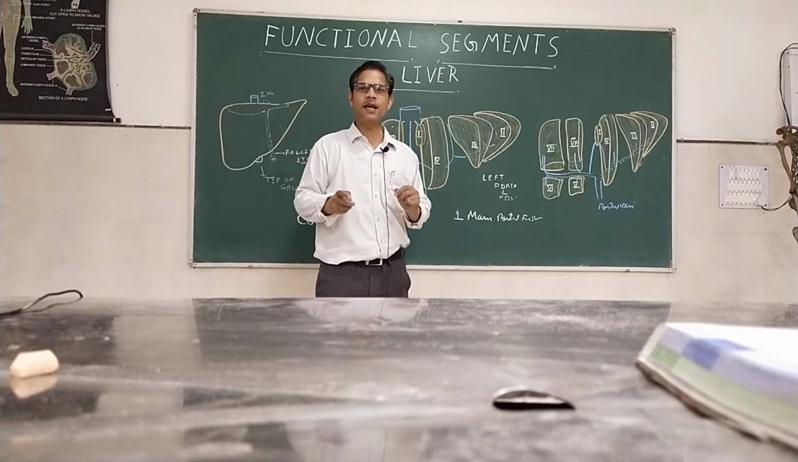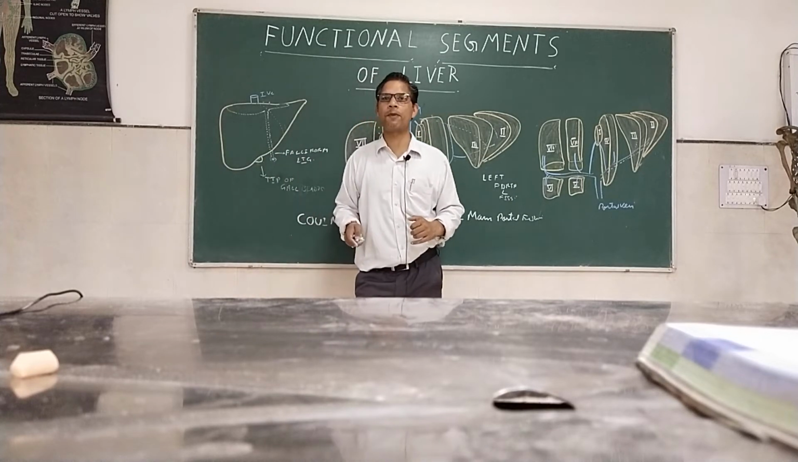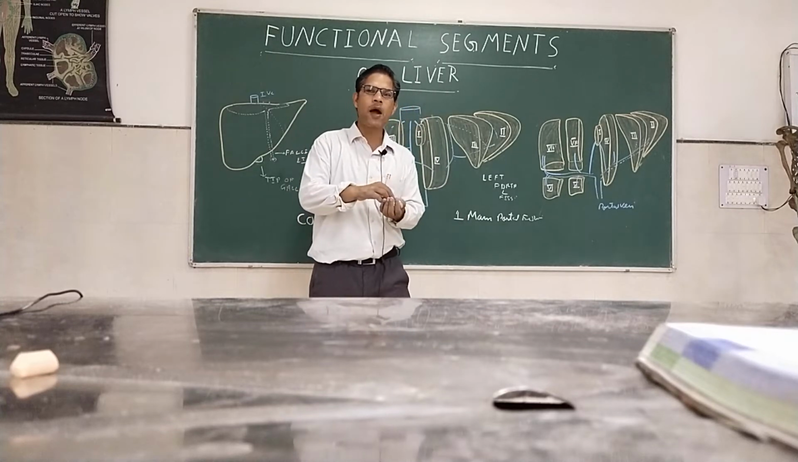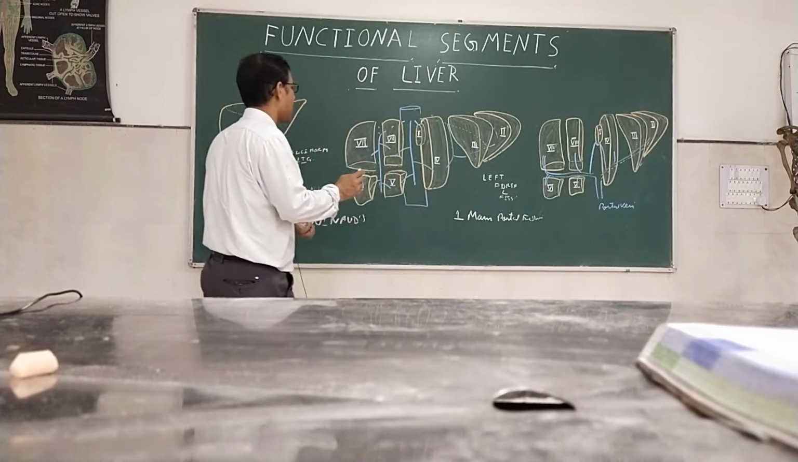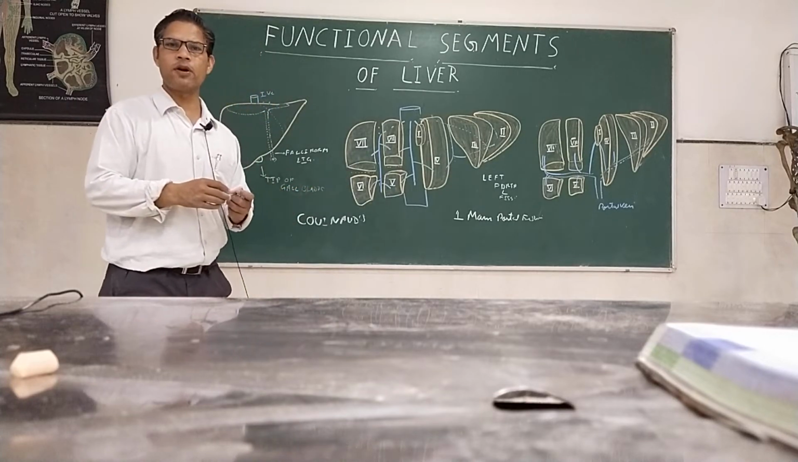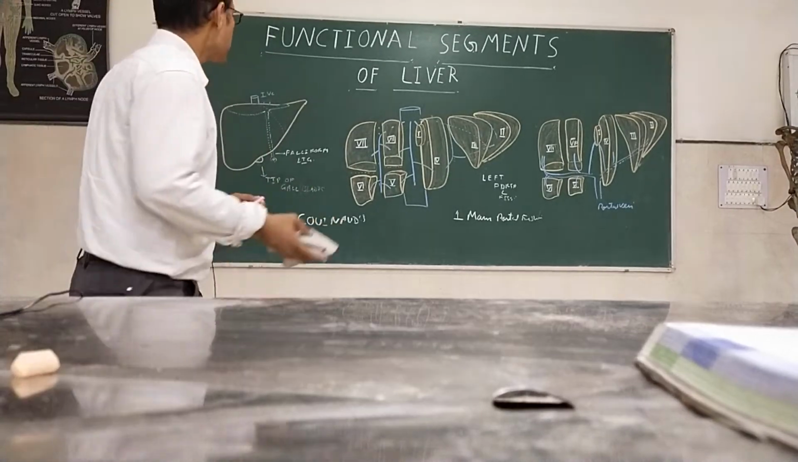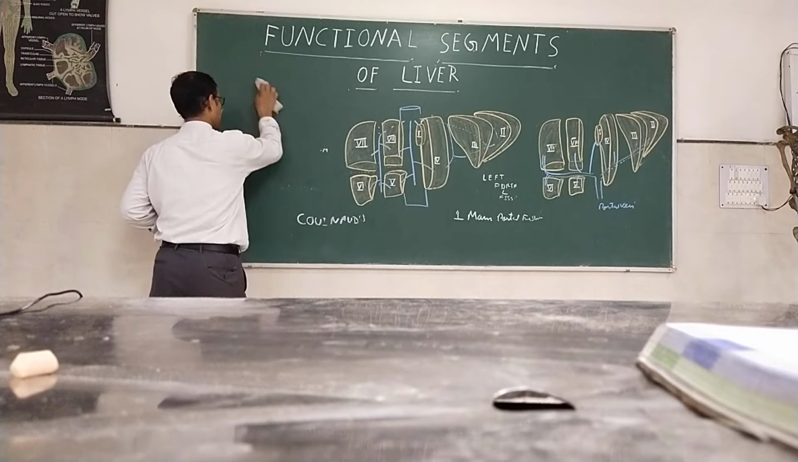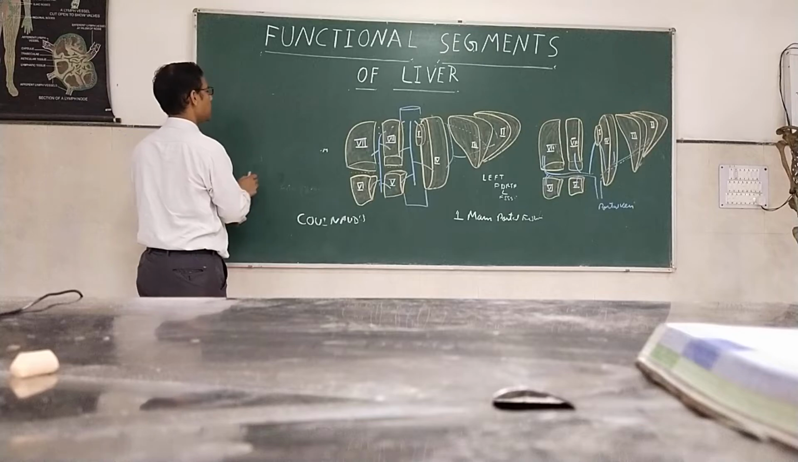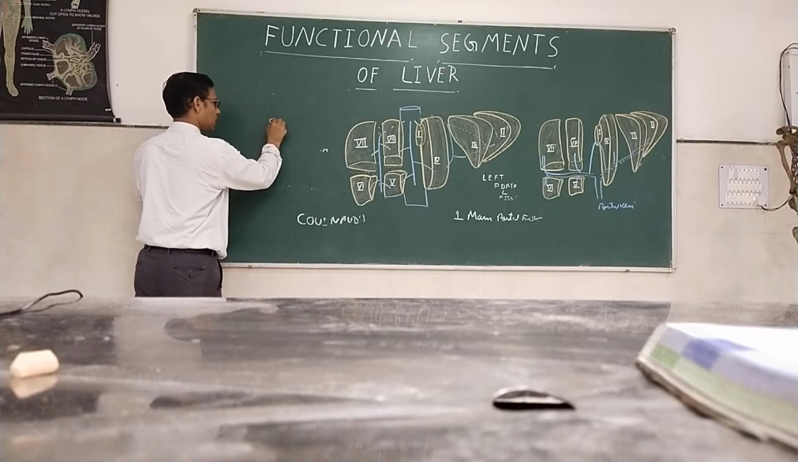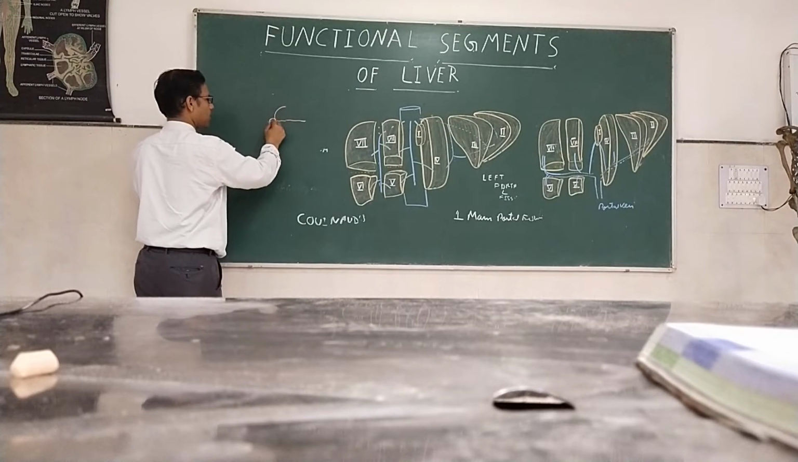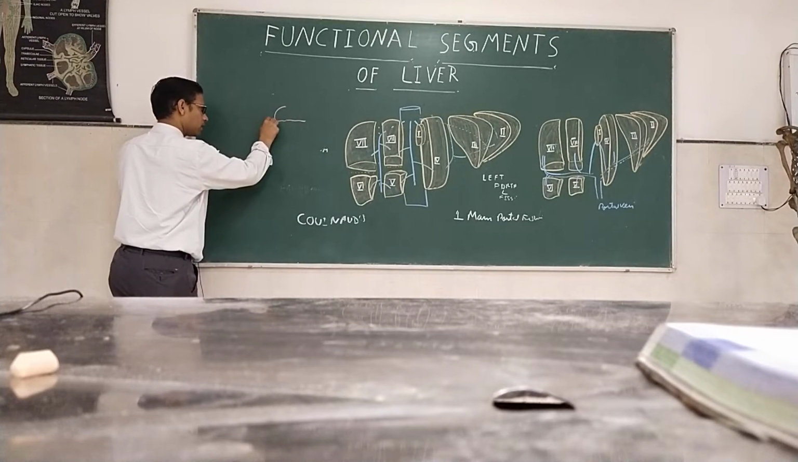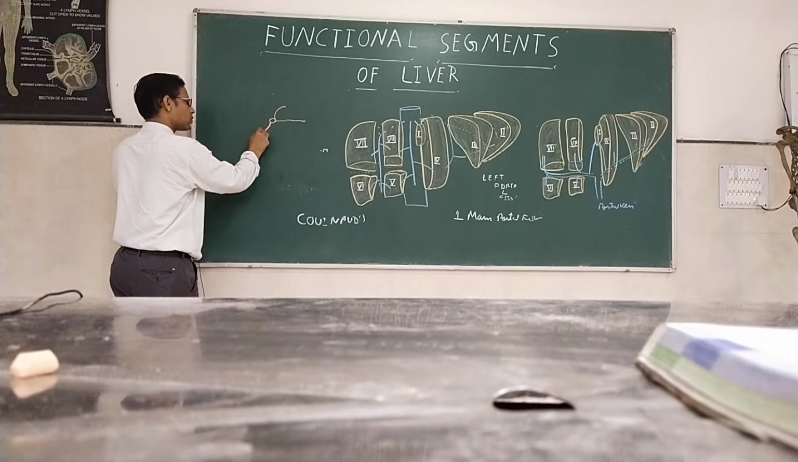Now, I am coming toward the arterial supply of these segments. I want to draw just a simple diagram, without nomenclature, to show you the arterial supply of these segments. When we are talking about the celiac trunk, suppose this is the celiac trunk giving rise to the left gastric, the splenic artery, and the hepatic artery. It gives rise to the gastroduodenal artery, right gastric artery, etc.